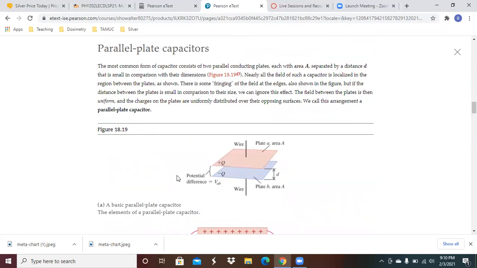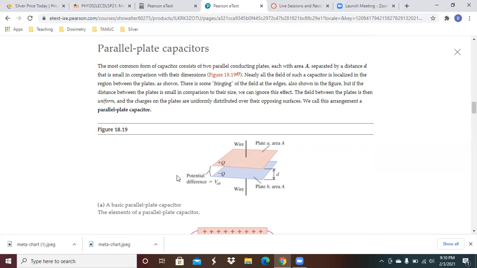So, parallel plate capacitors. The most common form of capacitor consists of two parallel conducting plates. Each one of these is going to have an area A, and it's going to be separated by a distance d that is small in comparison with their dimensions. Nearly all the field of such a capacitor is localized in the region between the plates. You might have a little bit of fringing on the edges, but if the distance between the plates is small in comparison to their sides, you don't have to worry about that effect.